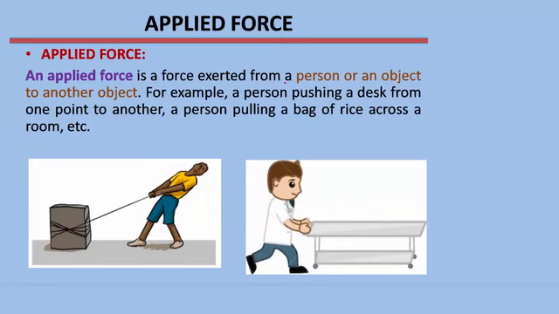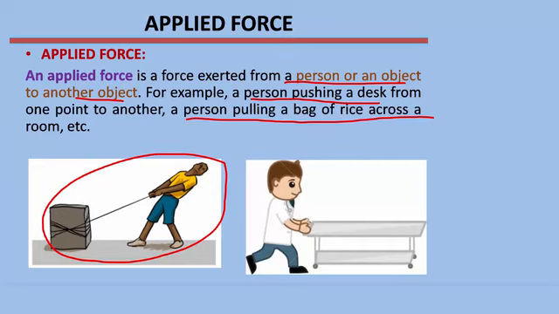It is a force exerted from a person or an object to another object. For example, a person pushing a desk from one point to another, or a person pulling a bag of rice. We can see from the image that this man is pulling a brick to himself, and we can call that applied force. He's applying force on the object. Or a person pushing a table. We can say the man is applying force on the table. This is called applied force.